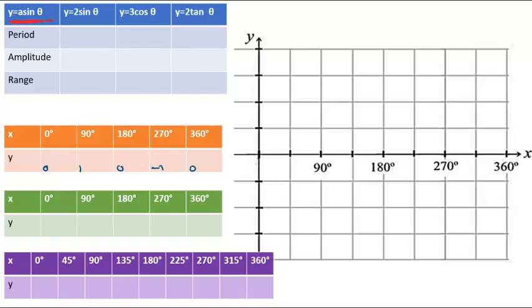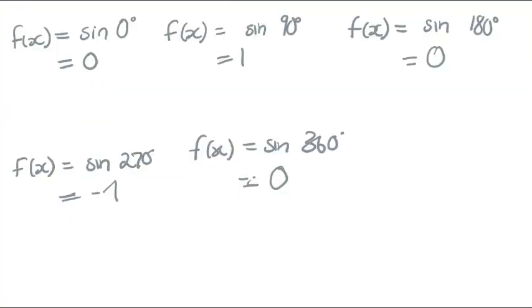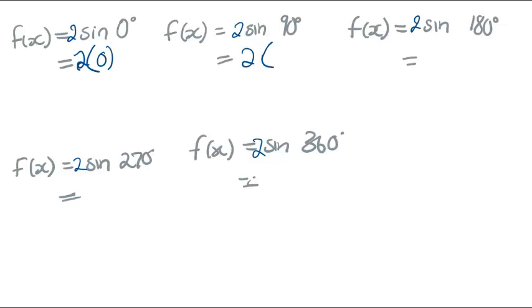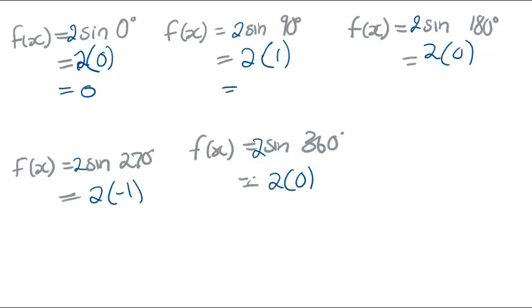So in order for me to be able to complete this table, I can go to my equations page, and instead of having it just as sine theta, I'm going to put there 2 sine of theta. This means I'm going to say 2 multiplied by the answer of sine of 0. I already said that's 0. 2 multiplied by the sine of 90 is 1, 2 multiplied by 0, 2 multiplied by negative 1, and 2 multiplied by 0. So 2 times 0 is 0. 2 times 1 is 2. 2 times 0 is 0. 2 times negative 1 is negative 2. 2 times 0 is 0.